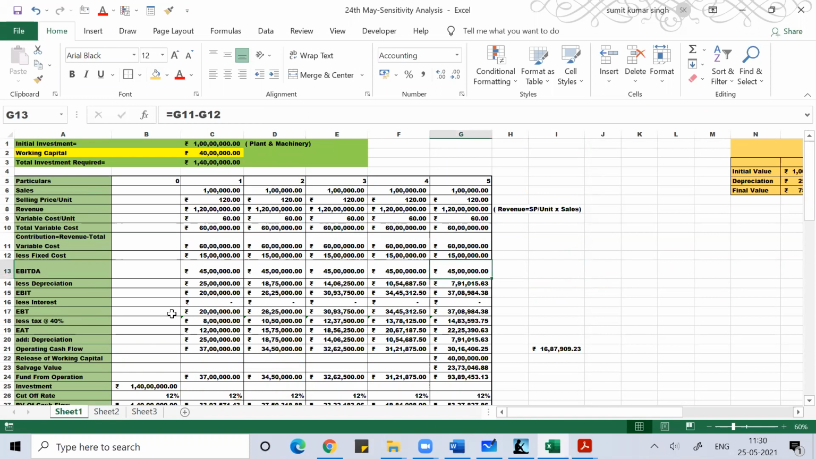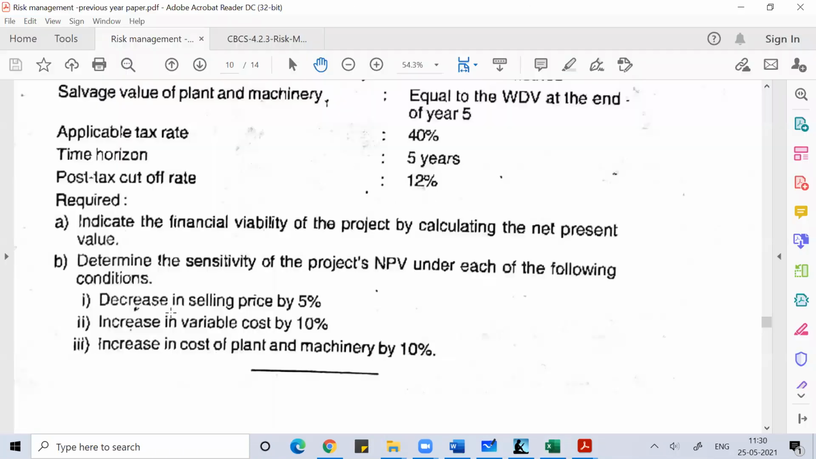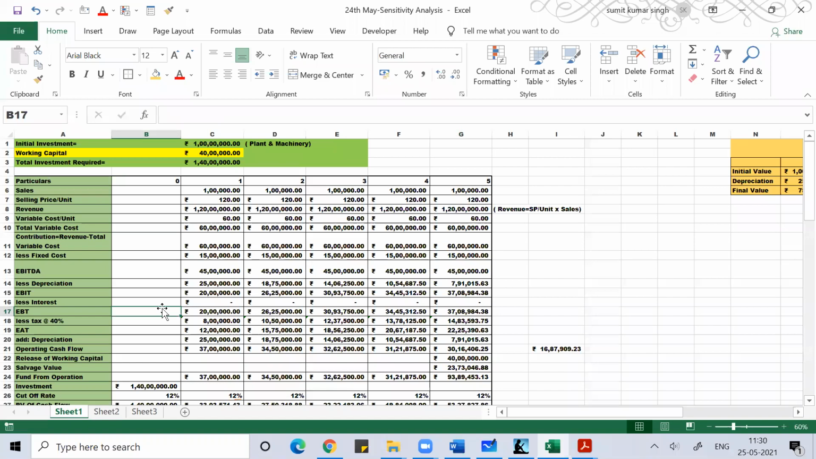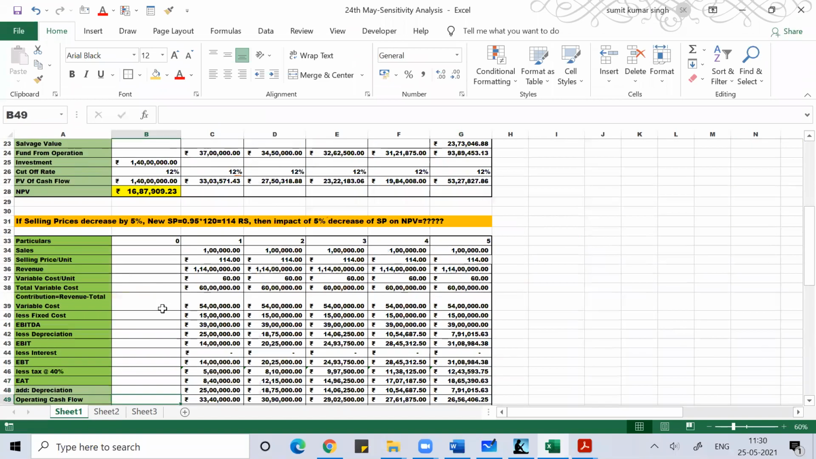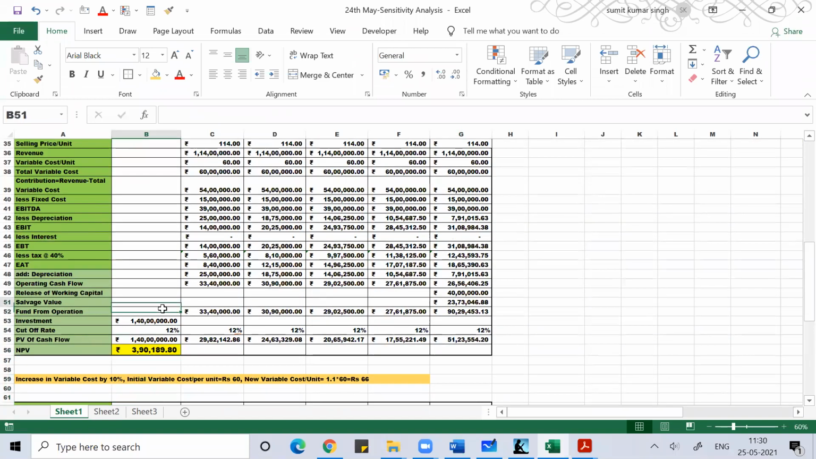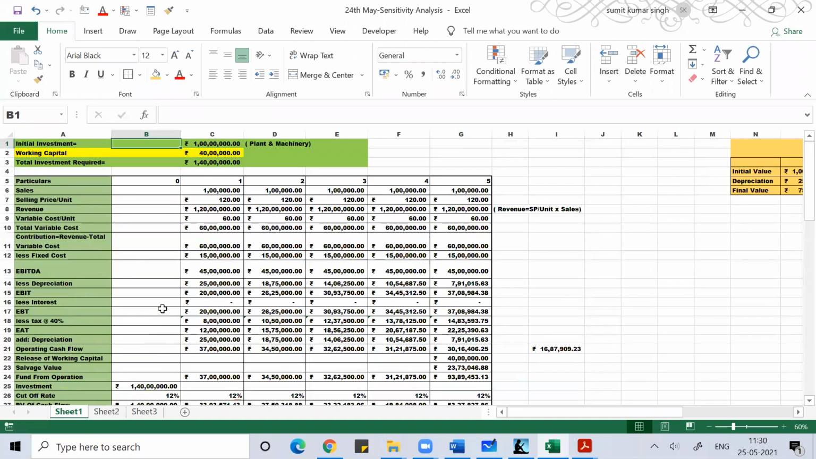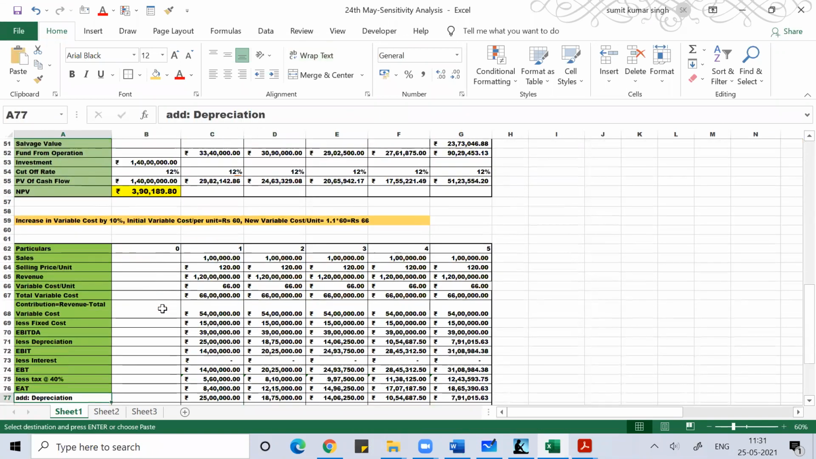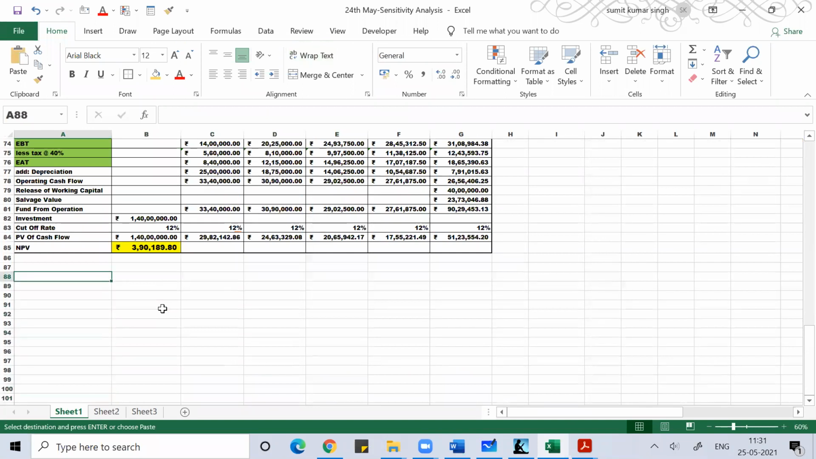Can we go ahead? The last part of the question is increase in cost of plant and machinery by 10%. So if I increase the cost of plant and machinery by 10%.